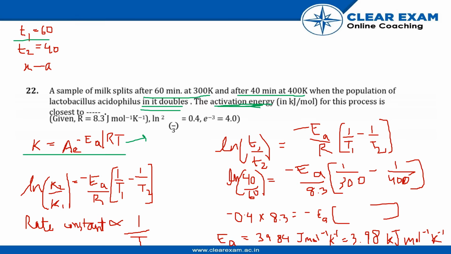Now when we try to take the integration for this, this is what we get. Now we also know that rate constant is inversely proportional to time, not temperature, sorry, this is time. So this is the equation that we get. Now let's try to substitute the terms. ln K2 by K1 is equal to t1 by t2, so sorry, t2 by t1, t2 by t1, right?